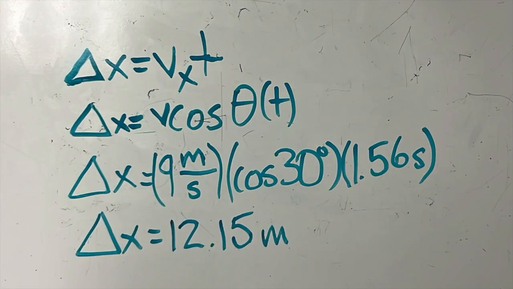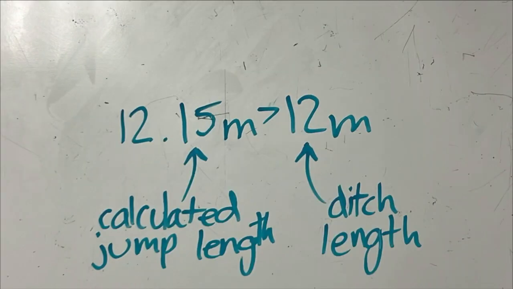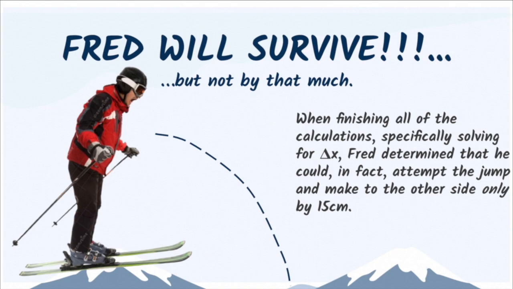After solving for it, Fred found that his displacement in the x direction was 12.15 meters. Since Fred originally knew that the length of the ditch that he had to jump over was 12 meters long, and that 12.15 meters is greater than 12 meters, he figured that he could make the jump, but only by 15 centimeters. So, Fred will survive, but not by that much. When finishing all of the calculations, specifically solving for delta x, Fred determined that he could, in fact, attempt the jump and make it to the other side by only 15 centimeters.